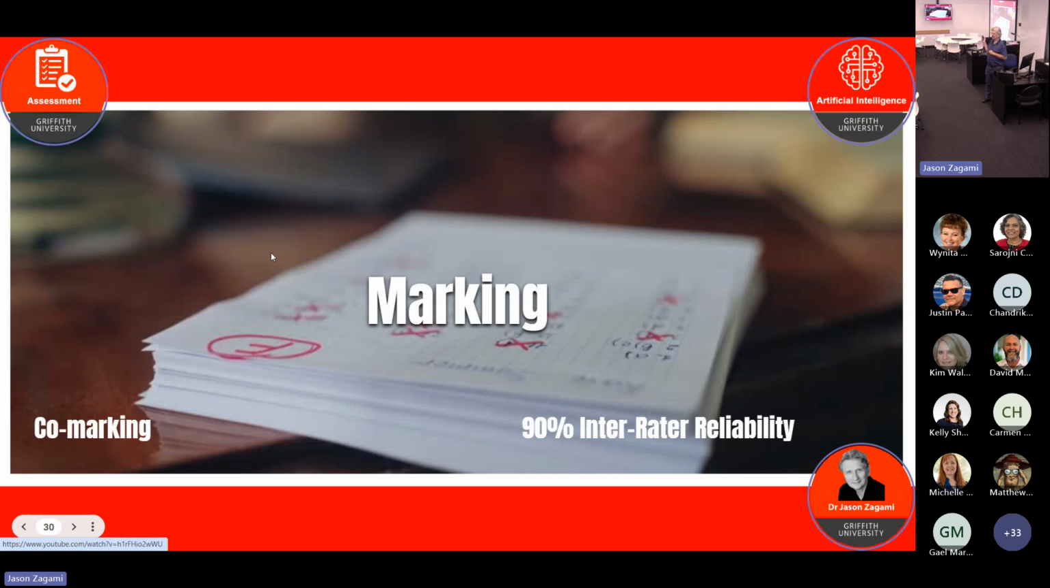Now, always an interesting issue, particularly for students. So I use a process of co-marking. I mark the assignment. I then get an AI tool to mark the assignment, and I've used a whole range of them, and do inter-rater reliability, compare the effectiveness of the marking. And generally, the AI is around about 90% inter-rater reliability, which is very, very high.